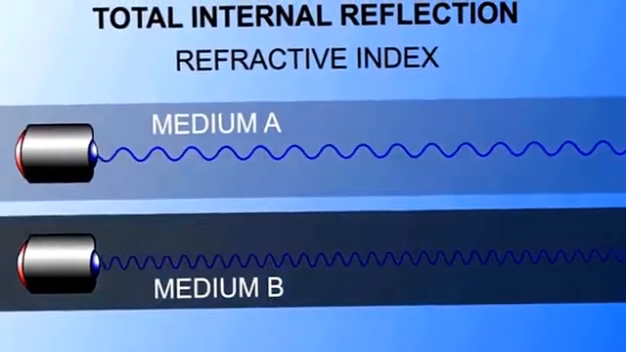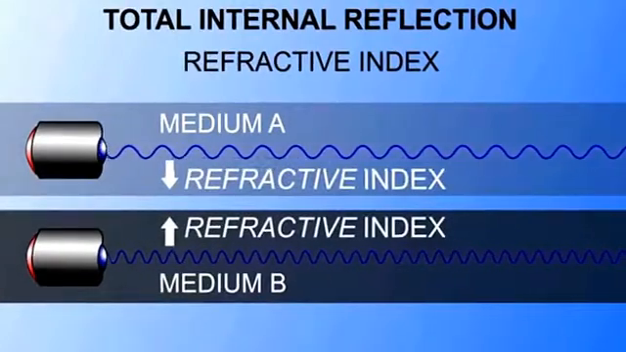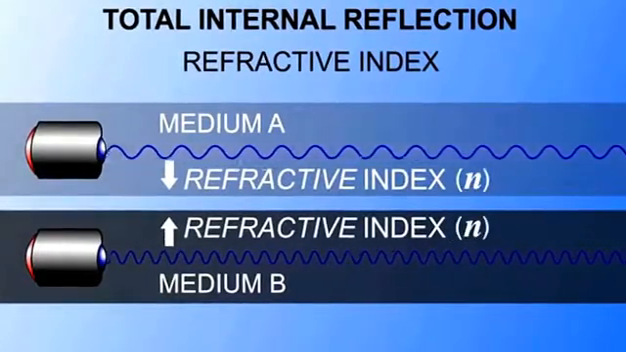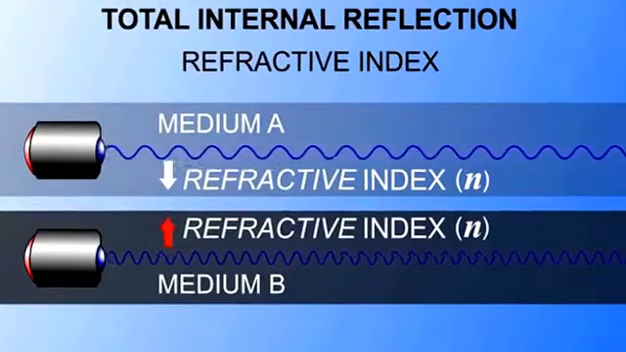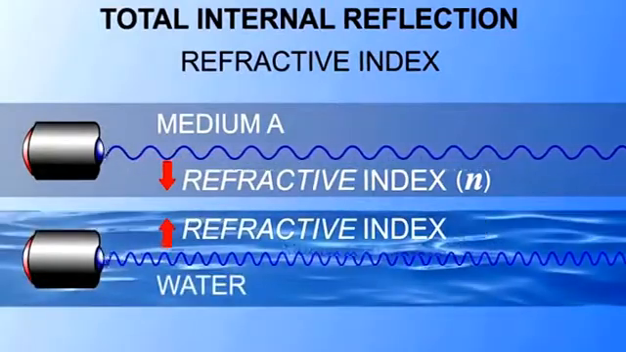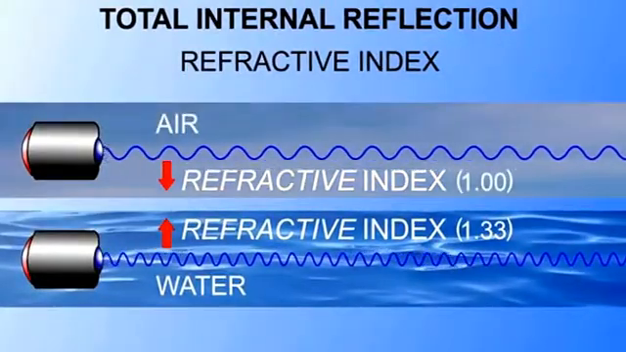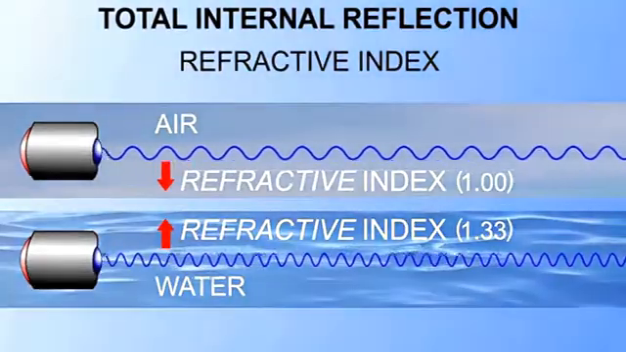Medium A and medium B each have a different refractive index, designated by a lowercase n. Medium B, with the slower moving light wave, has a higher refractive index than medium A. For example, water has a higher refractive index than air. A wave propagating through water will travel at a slower speed than the same wave in air.